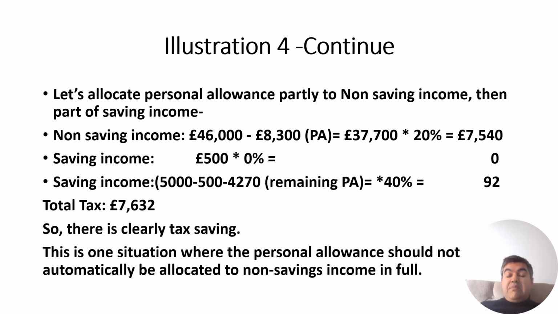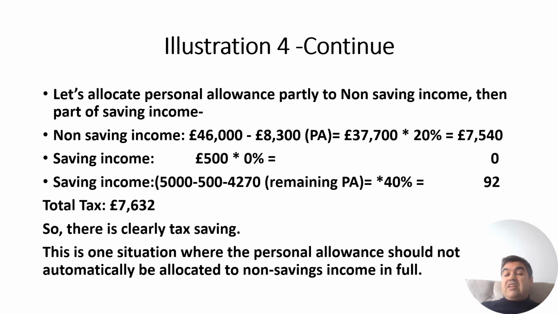Now, as we said previously in the slide, sometimes it's helpful to use part of the personal allowance against non-saving income and leave some against saving income. So that will be the case. For the non-saving income, take that 46,000 and apply the personal allowance to the limit, so that you are left with 37,700 pounds subject to 20% tax. Then take the saving income. So we dealt with the non-saving income in full.